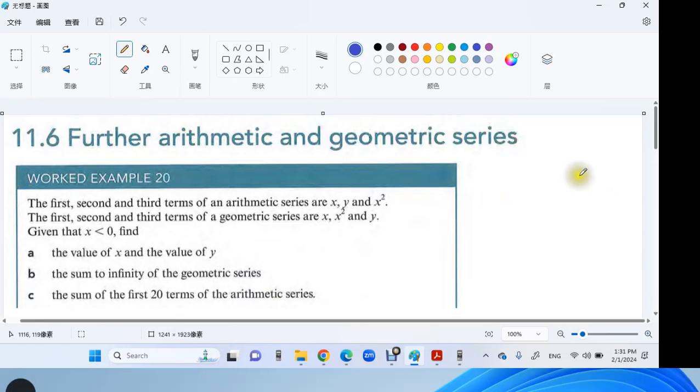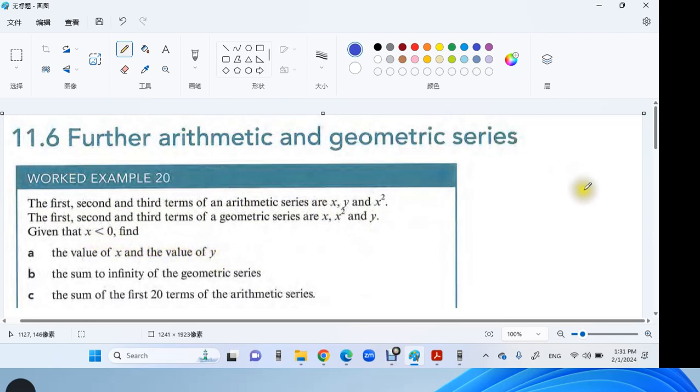So we go to 11.6, further arithmetic and geometric series. Actually, it is using the same formula for the AP and GP, just that the question is a little bit complicated. So for this worked example 20, the first, second, and third terms of the AP are x, y, and x squared. And then the first, second, and third terms of a GP are this. The question asks us to find the value of x and y.